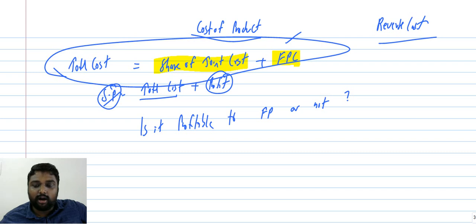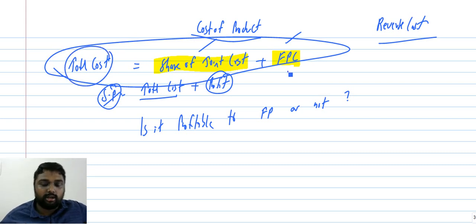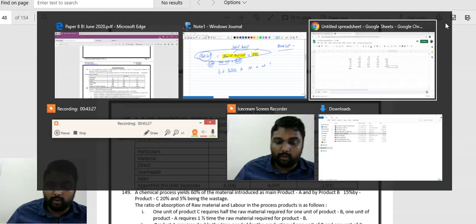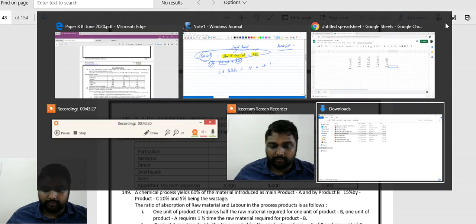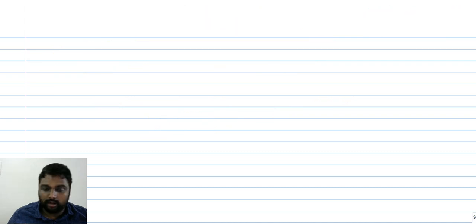From the total cost, if you reduce the further process cost, you will definitely get the share of joint cost, because total cost is equal to share of joint cost plus further process cost. So if you have the total cost and the further process cost, the balancing figure is the joint cost, so that is the apportionment. Are you ready? So when the question is silent on any other method, we approach the reverse cost method. So we'll go with question number 148.